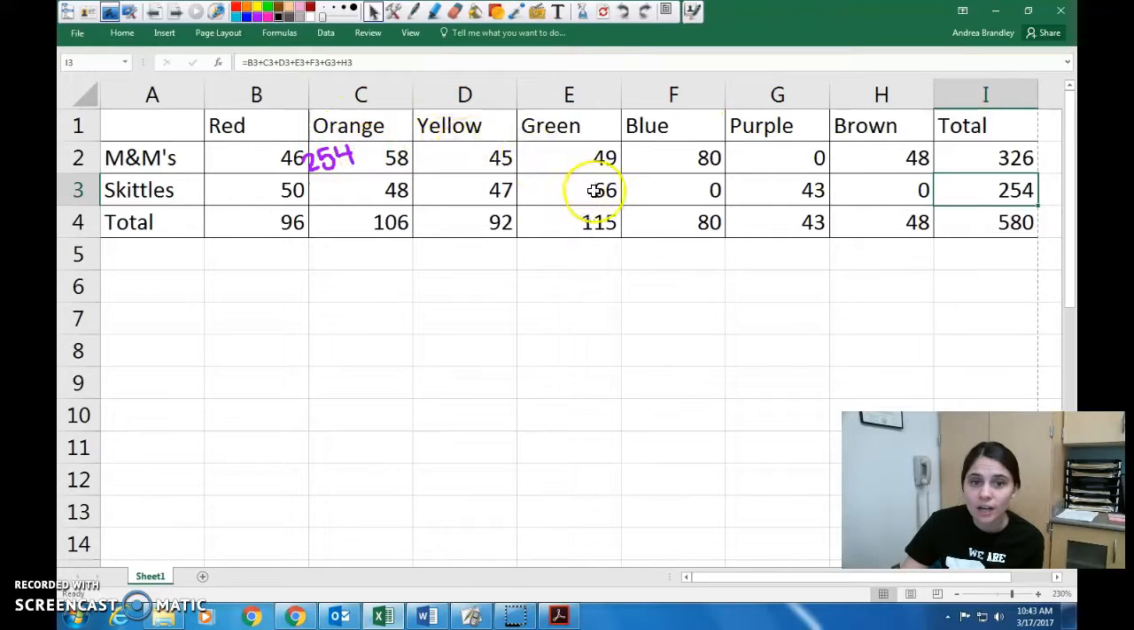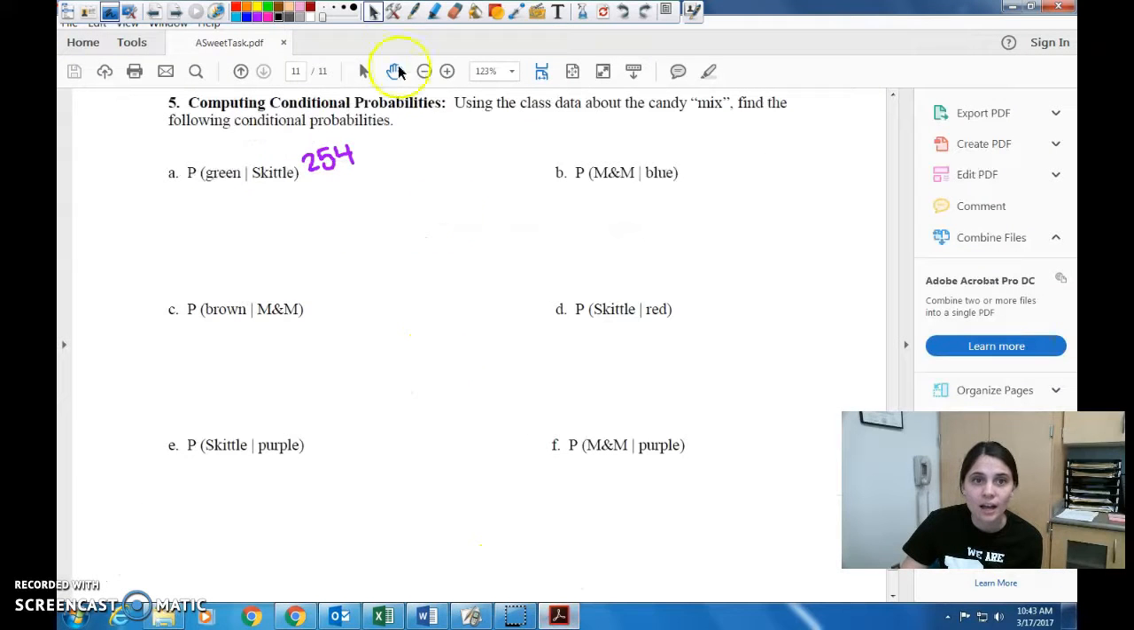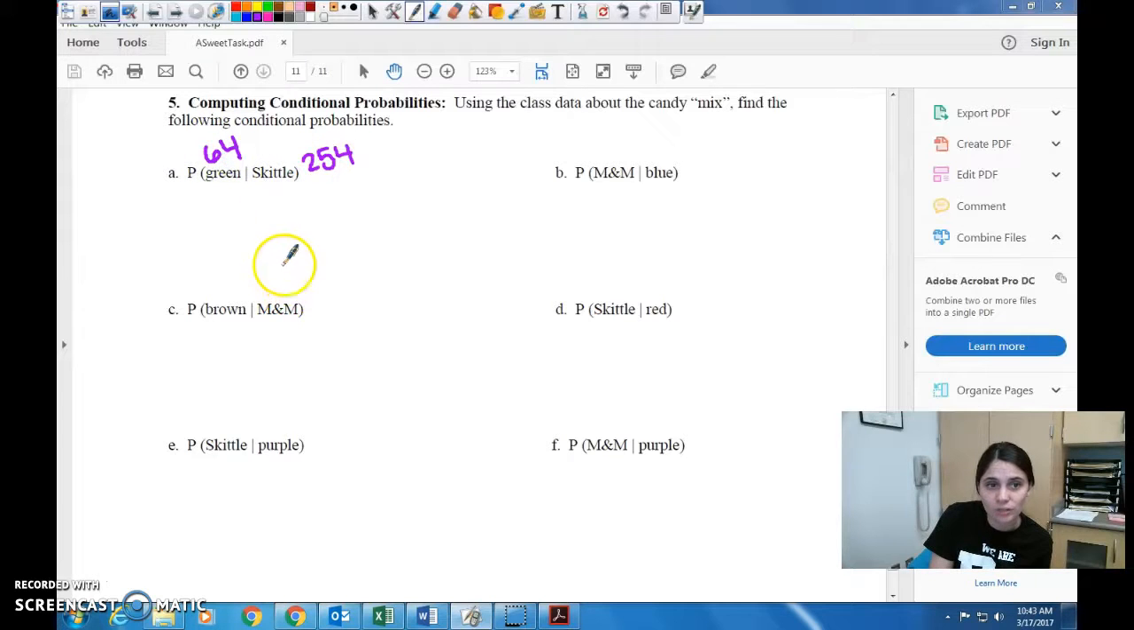So if I look here, I have 64 green Skittles. So coming back, I have 254 total Skittles. I have 64 green Skittles. So the probability that it's green, if I know that it's a Skittle, is 64 divided by 254. So again, using my calculator, I have 64 divided by 254, which is 25%.